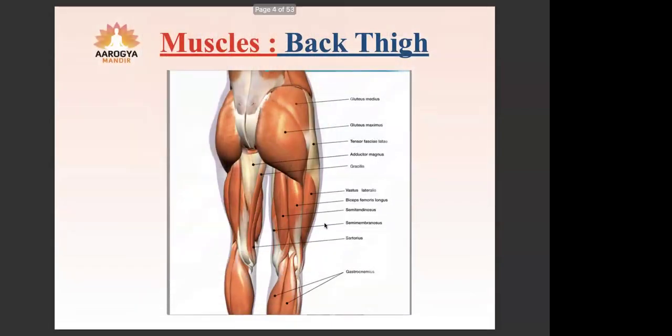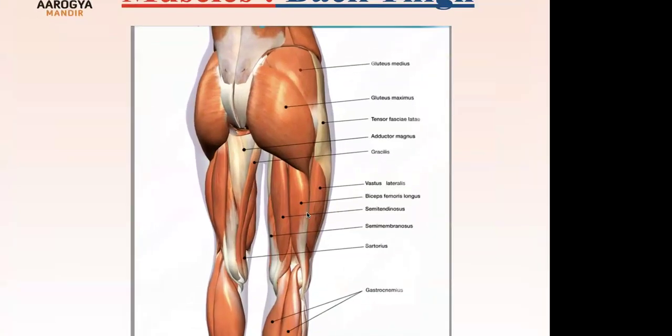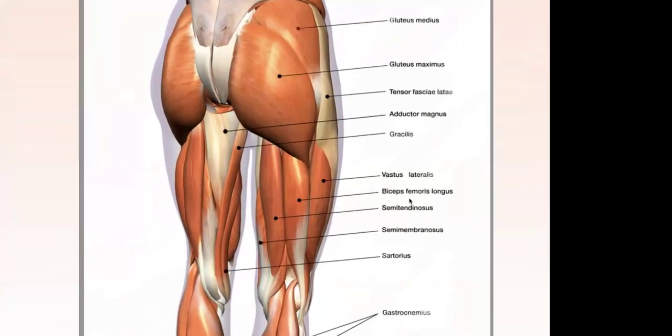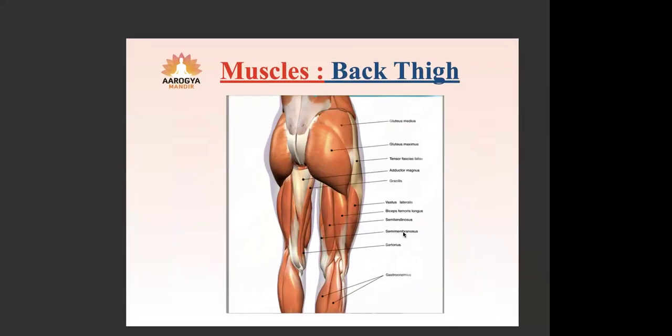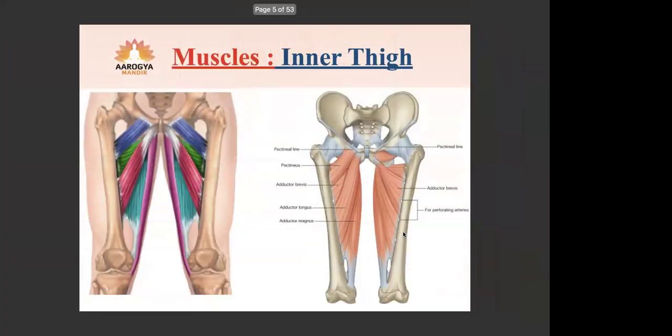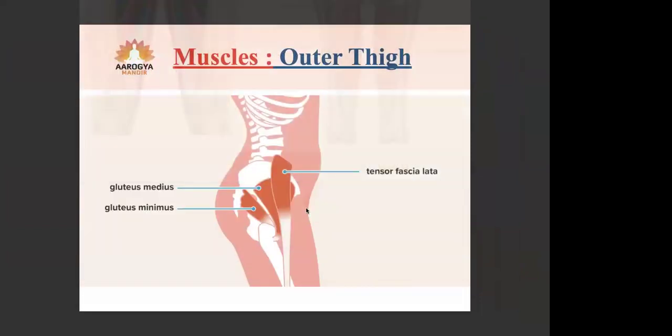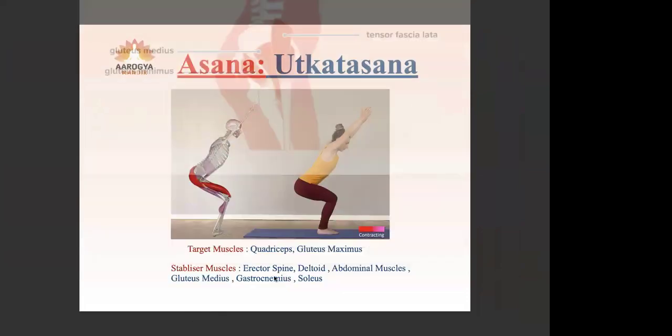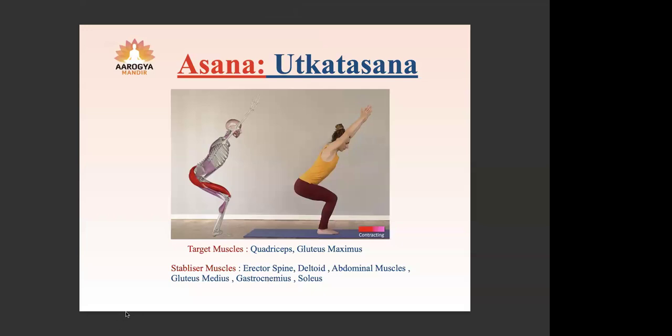Then you have the hamstrings. Here you can see the muscles: biceps femoris longus, semitendinosus, and semimembranosus, which are called hamstrings. And then you have the inner thighs, which we call adductors, just a short visual representation. I think this can be revised by you later also. And of course, the outer thigh muscles, the abductors, which are importantly the TFL, tensor fasciae latae, and gluteus medius and minimus. So, what all postures have we learned till now?